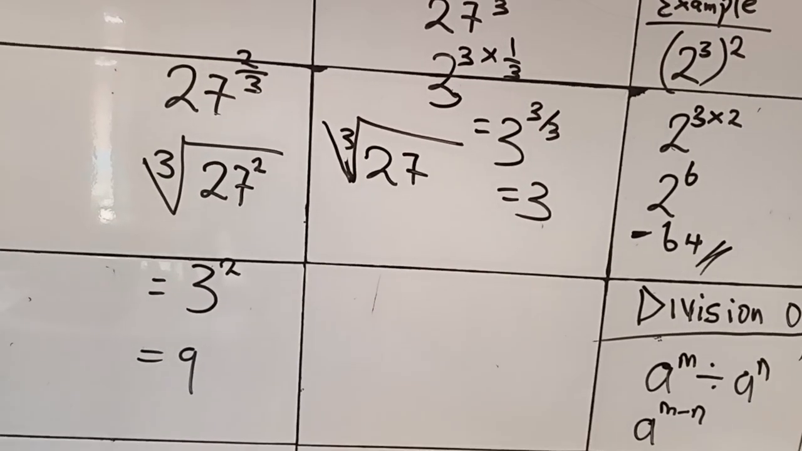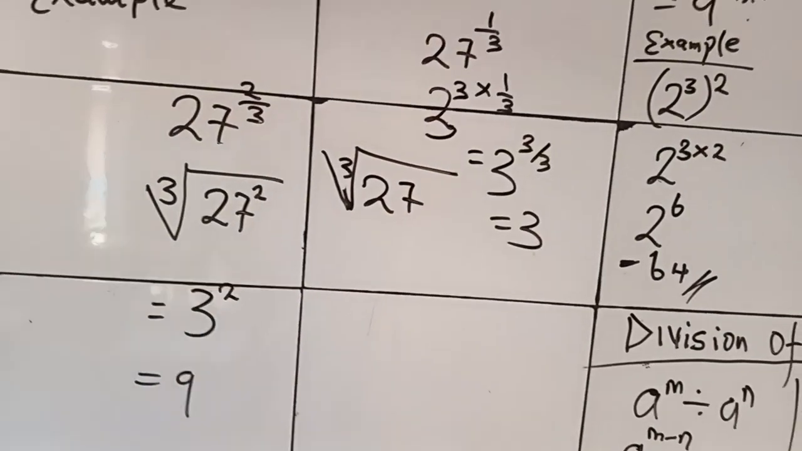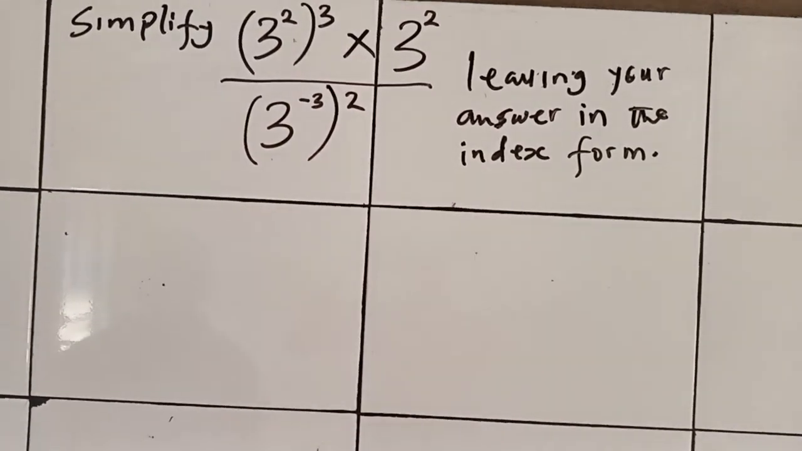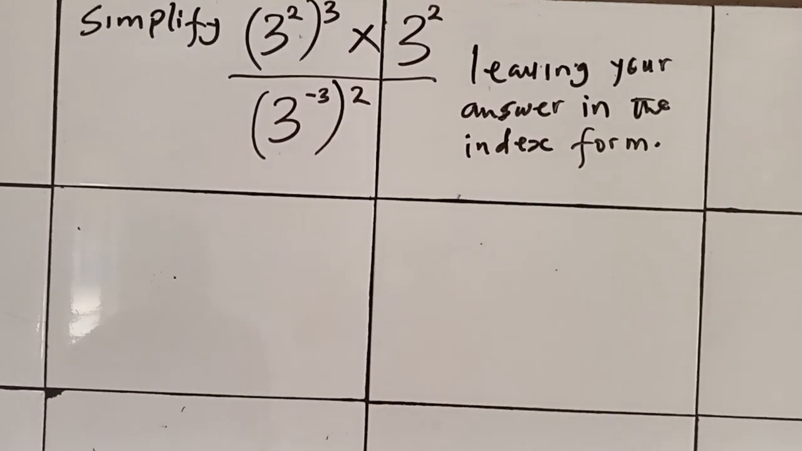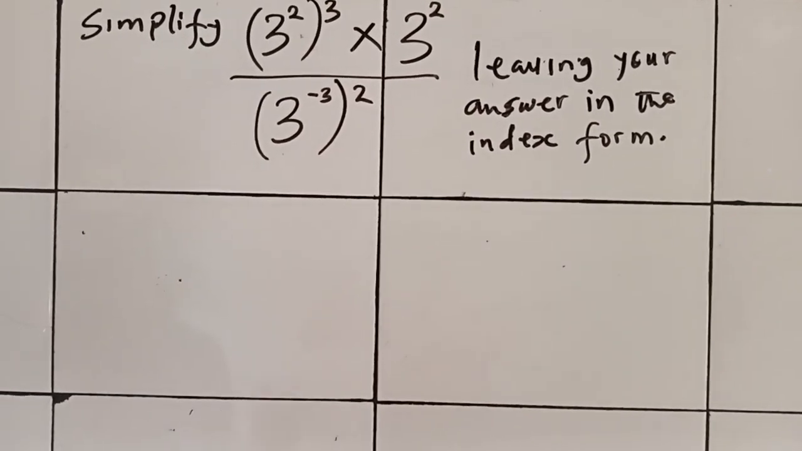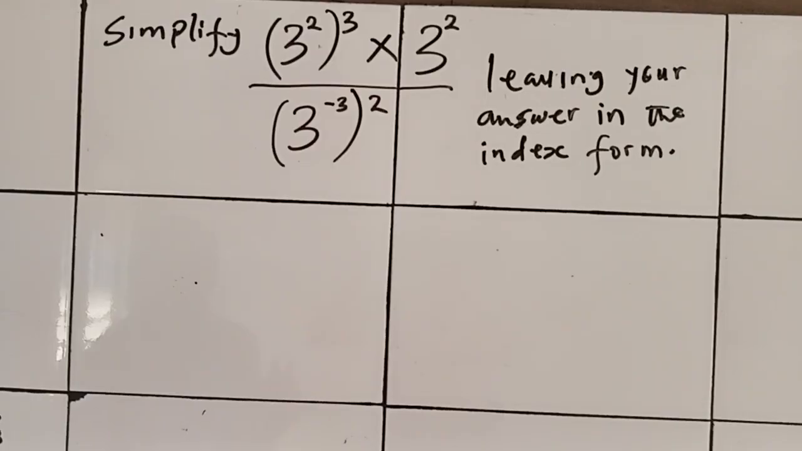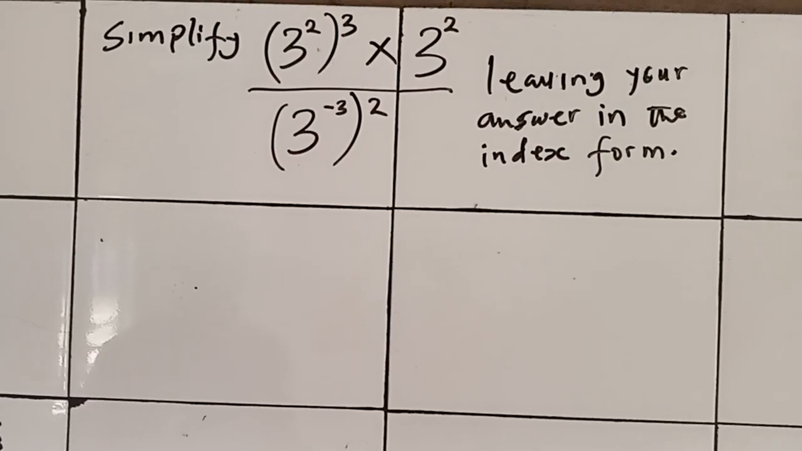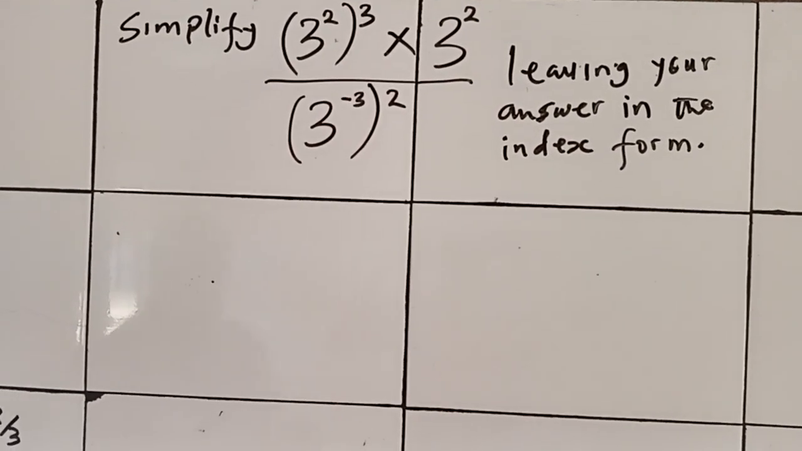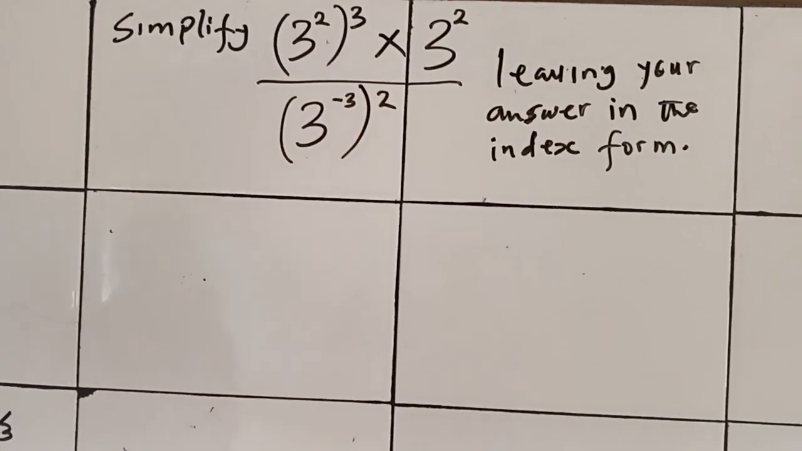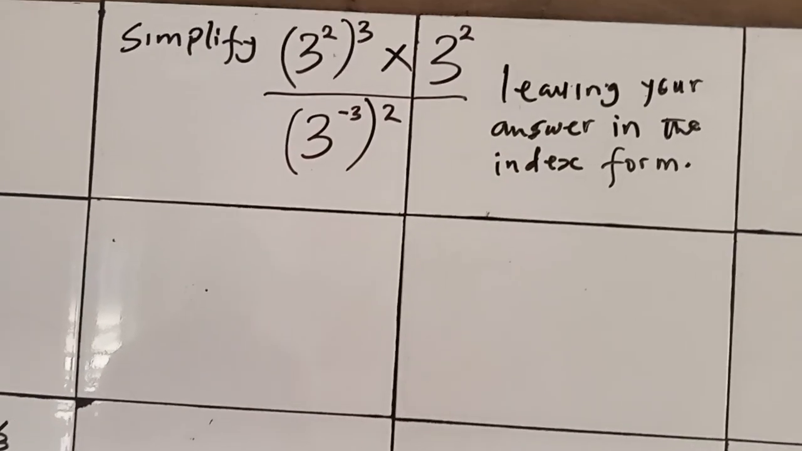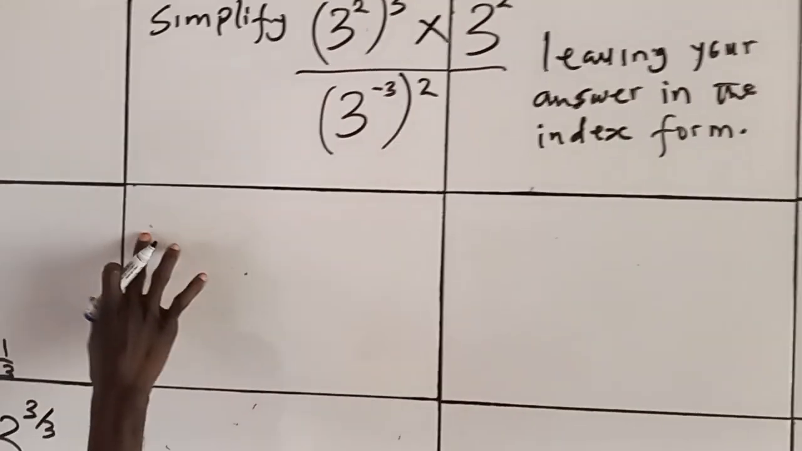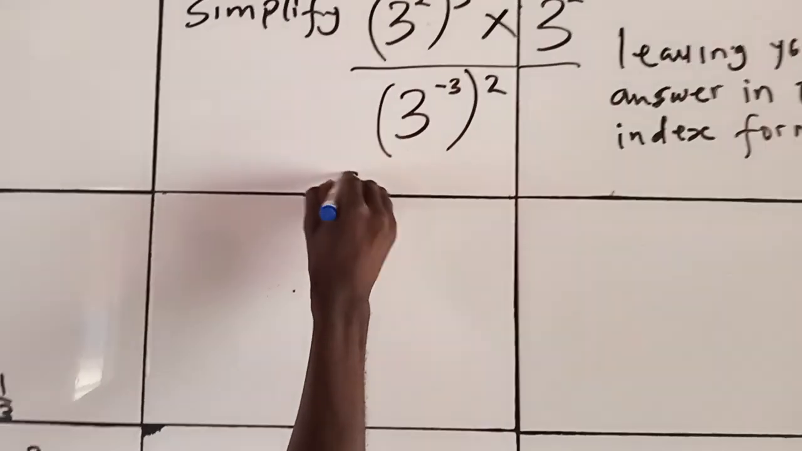So to corroborate our point, let's solve one example. So we have an example here. The question is, simplify 3 is the base, raised to the power of 2, then outside the bracket is 3 times 3 raised to the power of 2 all over, open bracket, 3 raised to the power of minus 3, close the bracket, raised to the power of 2. So they say we should leave our answer in index form. So in mathematics, you solve step by step. You follow it step by step and you don't rush it. So solution.